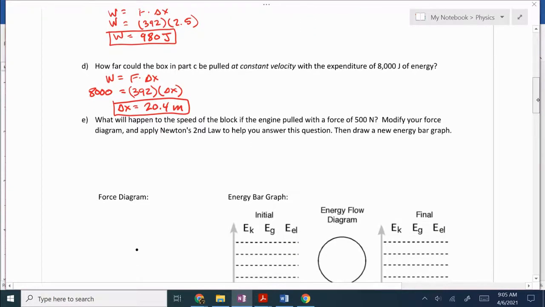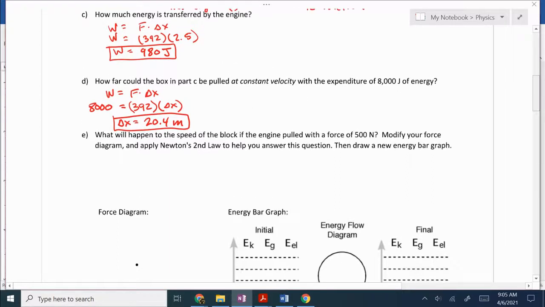Lastly, what will happen to the speed of the block if the engine pulls with 500 newtons? Modify your force diagram. Apply Newton's second law to help you answer this question. Then draw a new energy bar graph.